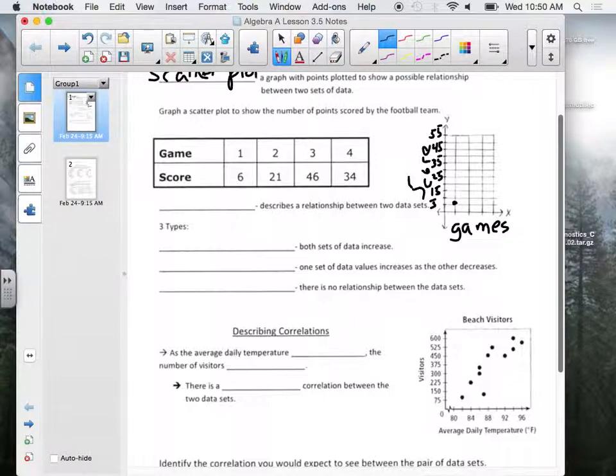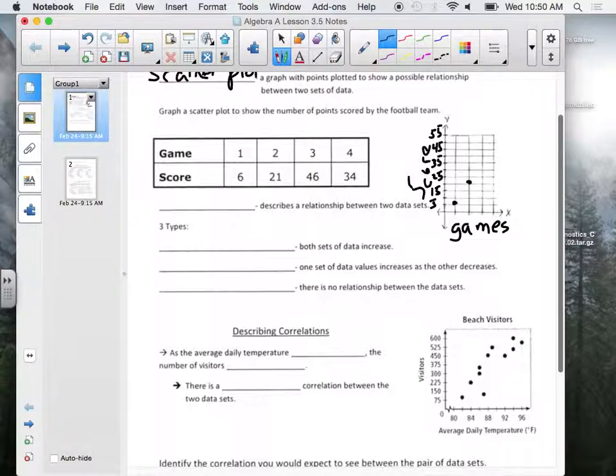What would I do for the next one? Calvin? Go over 2 and then up 21. Okay. And notice that we don't have a specific 21, so we just have to estimate, right? Right, so it's about right there.